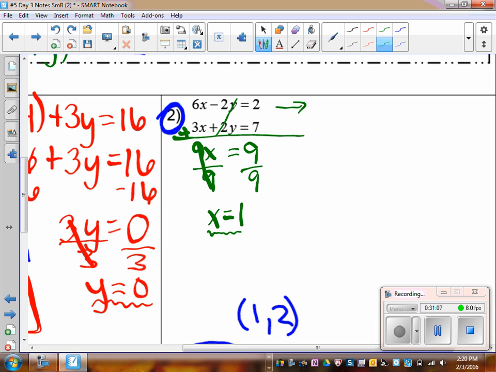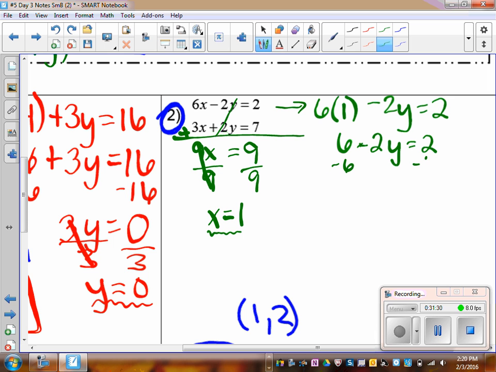Okay, so we'll put it back into our original equation, the top one. So 6x and x is 1. So 6 times 1 minus 2y equals 2. And 6 times 1 is 6. Minus 2y equals 2. Alright, and then Jenny, what do you think our next step would be? Good, subtract 6. Negative 2y equals negative 4. And divide by negative 2. And our negatives cancel out, so we have 4 divided by 2 is positive 2. Oh, okay. So you probably just lost your sign.